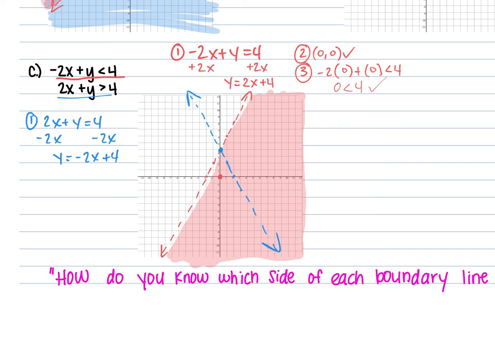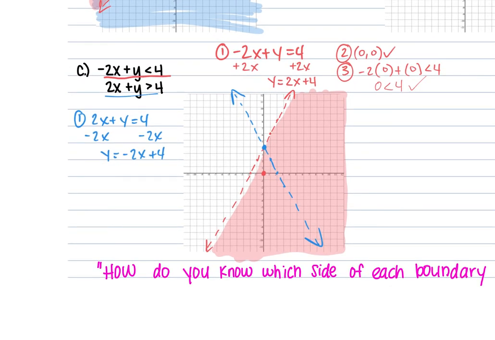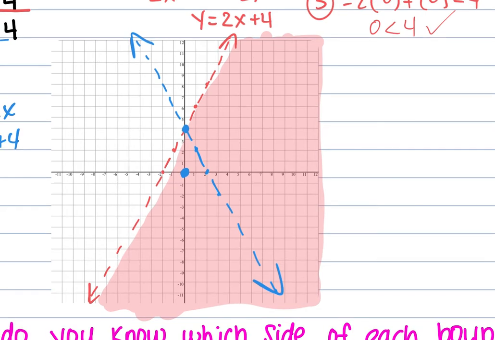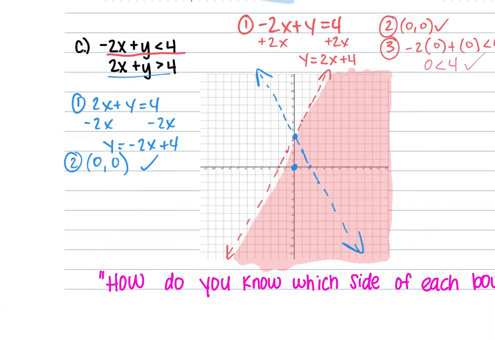We've got our line. Now we just need to figure out which side we shade. Step number 2, test our point 0, 0. We can use it here because it's not on our line. Do you guys see that? See how our line does not go through the point 0, 0? That means we can use it.